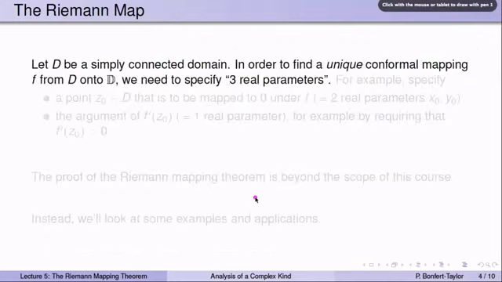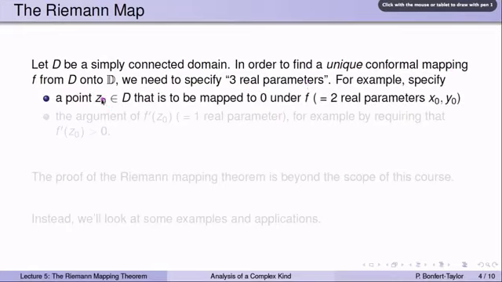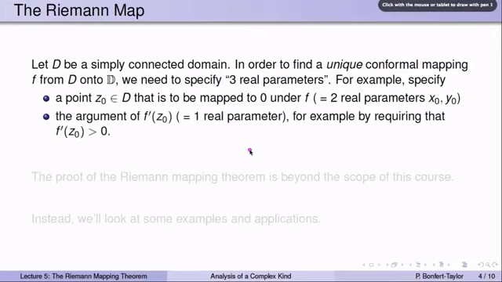In order to make this mapping unique, as we mentioned before, we're going to have to specify three real parameters. For example, you can specify a point z0 that is to be mapped under f to 0. That gives us two real parameters, the x-coordinate of z0 and the y-coordinate of z0. So we still need a third real parameter. You could, for example, specify the argument of the derivative at z0, which gives you another real parameter, for example, by requiring that the derivative be positive, therefore the argument is equal to 0 at z0.